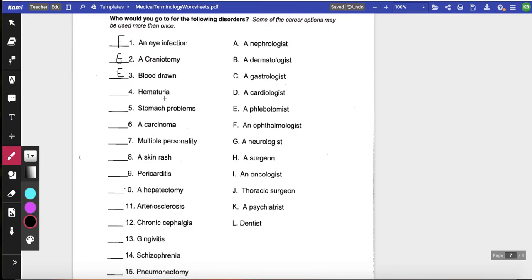Hematuria, you have blood in your urine. Sounds like a rough day for you. You would need to go see a kidney specialist. Stomach problems would be a gastrologist. Carcinoma, you'd go to a doctor that cures cancer. Multiple personality disorder, that would be a psychiatrist. Skin rash would be a dermatologist.